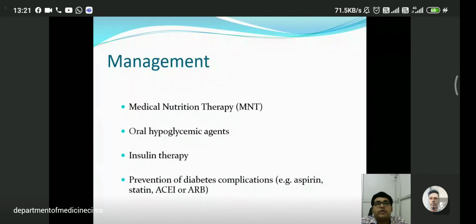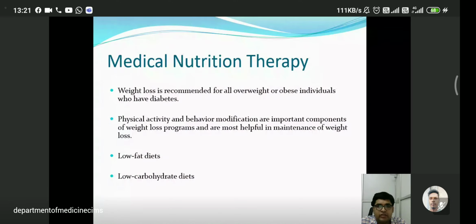Okay. So management first. It is done under mainly 3 headings: medical nutrition therapy, oral hypoglycemic agents, and insulin therapy. First, we will try to treat the patient by their nutrition and lifestyle behavior. So first, we will treat it with the MNT. MNT is medical nutrition therapy.